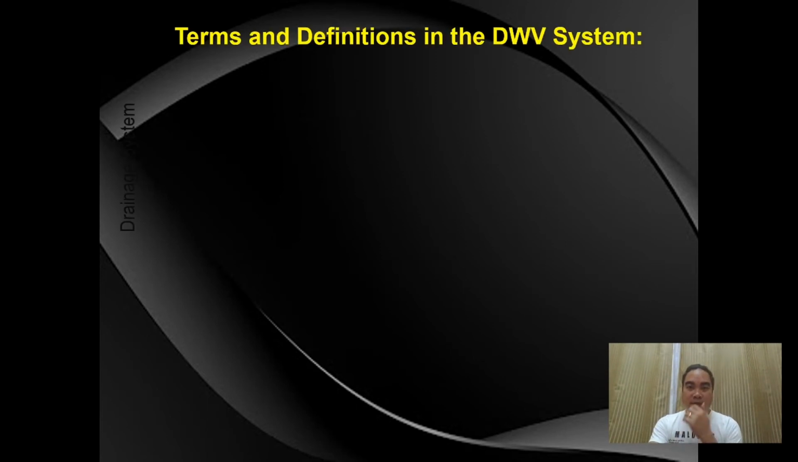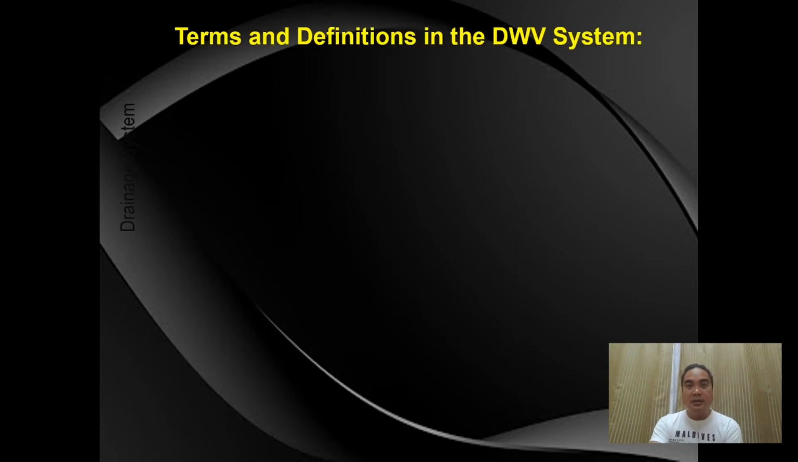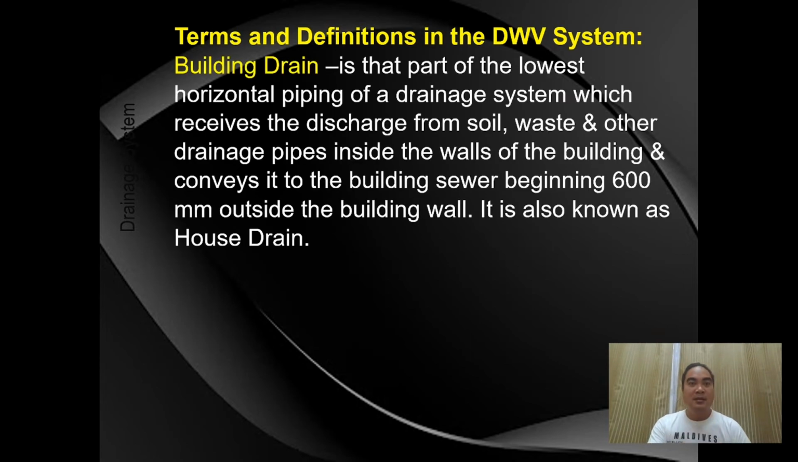The drainage system. Terms and definition of the DWV system. Building drain is that part of the lowest horizontal piping of the drainage system which receives the discharge from soil, waste, and other drainage pipes inside the walls of the building and conveys it to the building sewer beginning 600 mm outside the building wall. It is also known as house drain.